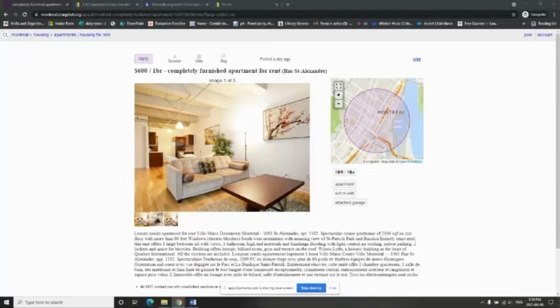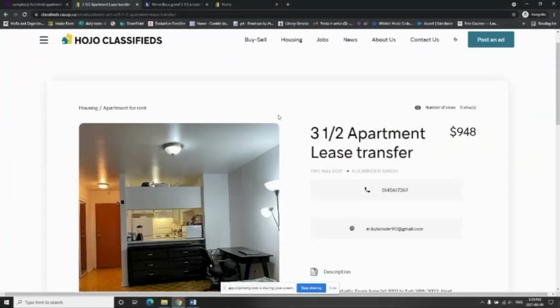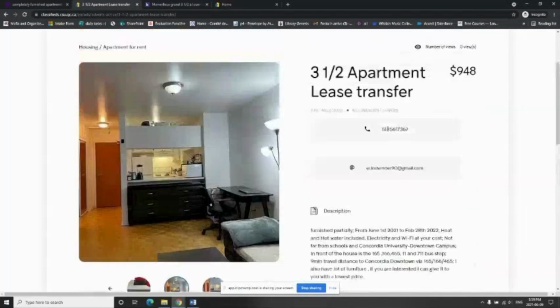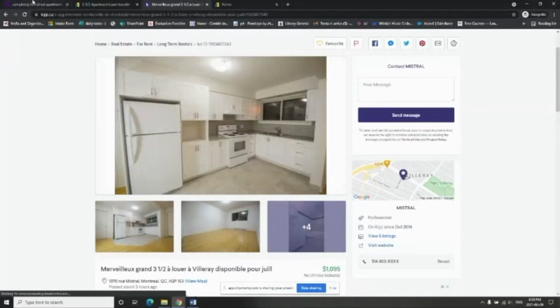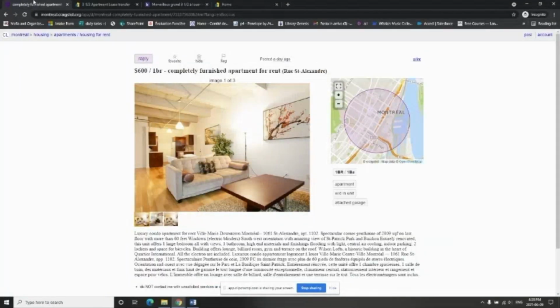In this video, we're going to talk about how to compare ads. You may recognize some of the ads we have already seen in other videos. So we have the most probably a scam ad. Then we have an ad from our classifieds, the HOJO classifieds, and an ad from Kijiji. It's important to have several options and knowing how to actually compare them.